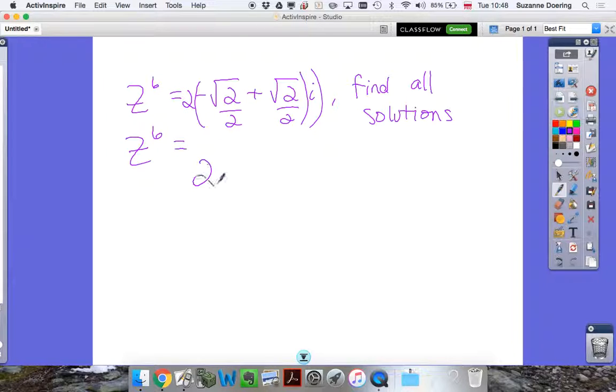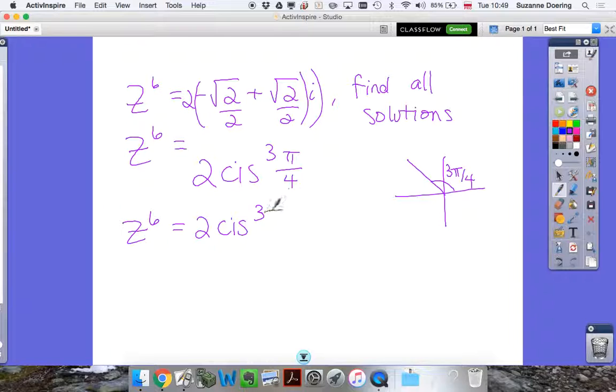So we've got a modulus of 2, and then that angle is negative, positive, same sine and cosine, so that angle is going to be 3 pi over 4. So the right-hand side is 2 cis 3 pi over 4. Okay, now we're going to find one of the roots, and then we know that all 6 of the solutions, or roots, are going to be symmetrically spaced around the unit circle.